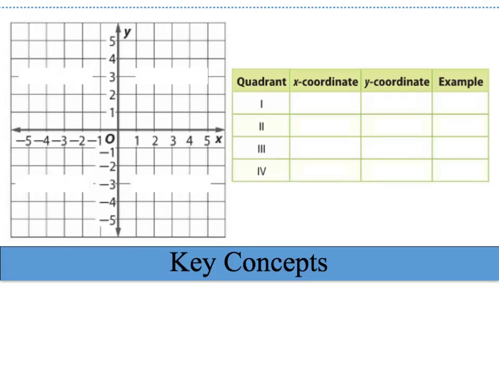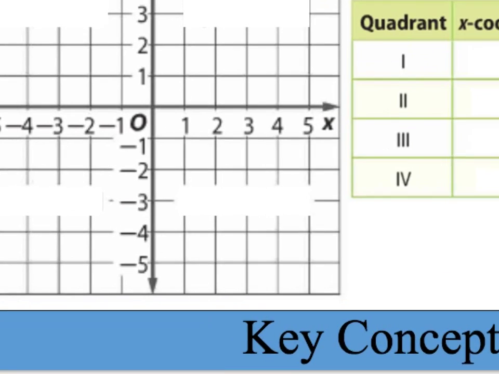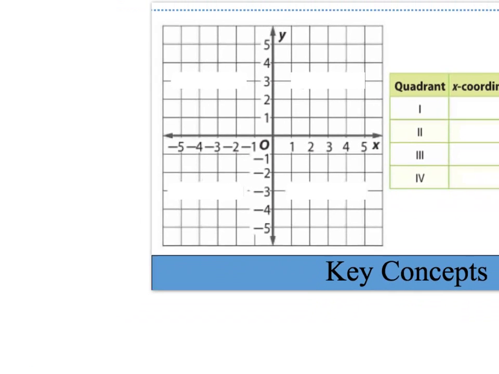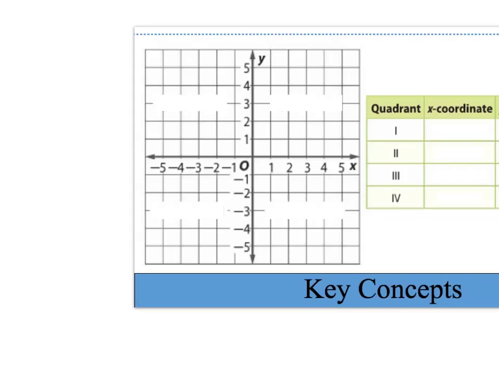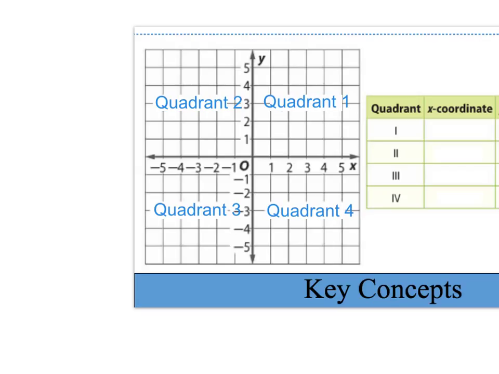So let's talk about some of the key concepts. If we look at our coordinate plane, we've got 4 regions. Our first region is called quadrant 1. Notice we're going counterclockwise. Our second region is called quadrant 2. If we continue going counterclockwise, our third region is called quadrant 3. And finally, the last quadrant is called quadrant 4.